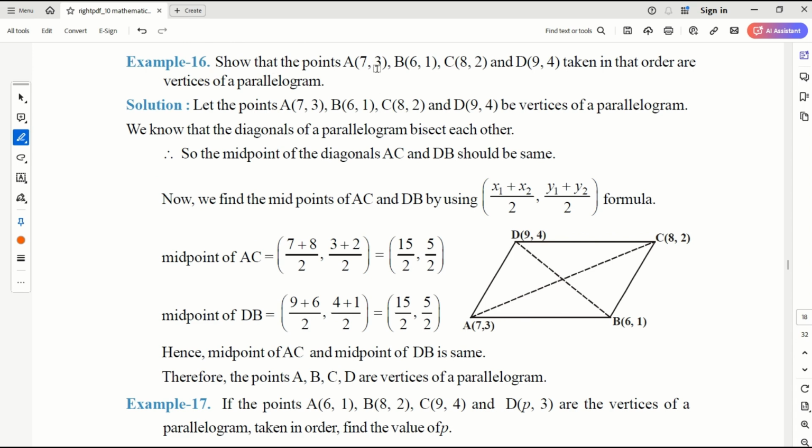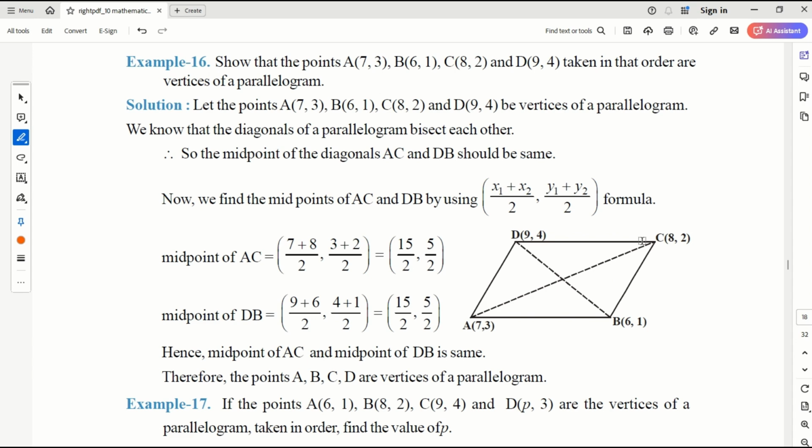Show that the points 7 comma 3, 6 comma 1, 8 comma 2 and 9 comma 4 taken in that order are vertices of a parallelogram. Previously we did some examples where we found whether the given points are vertices of a parallelogram or not by calculating the distance. In a parallelogram, opposite sides are equal, right? AB equal to CD, AD equal to BC. So this is how we calculated last time.